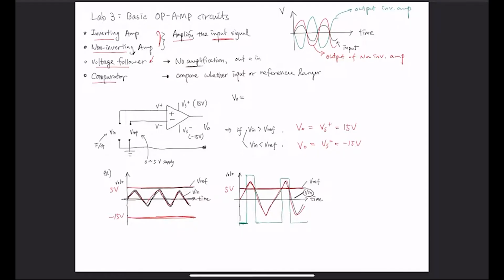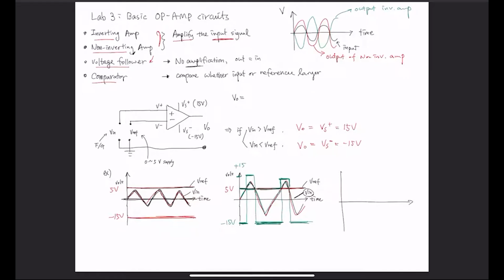thus. So your output remains minus 15 volts for the portion where your input is lower than your reference, but your output is going to be positive 15 when your input is greater than your reference. And again, when your input is smaller than your reference, your output is going to be negative 15. When your input is above your reference again, it's positive 15. So you may have something like this.